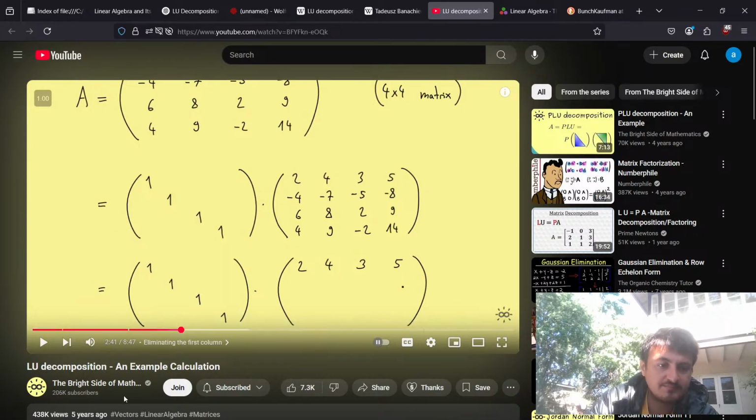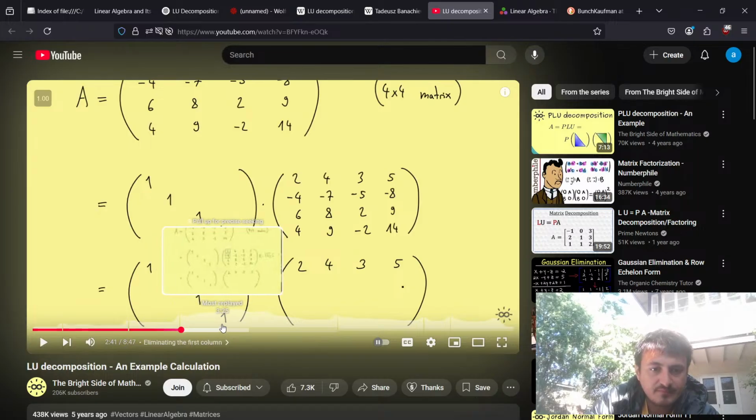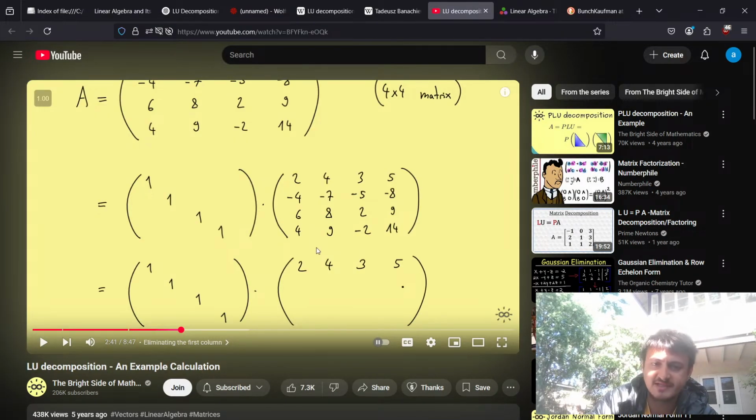And basically what you do, by the way, this guy rules, Bright Side of Mathematics. But you basically just take IA and you reduce it to LU. I mean, that's pretty much what it is. And all you do is you write down in the lower triangular part what coefficients cause this lower triangular part in A to go to 0.